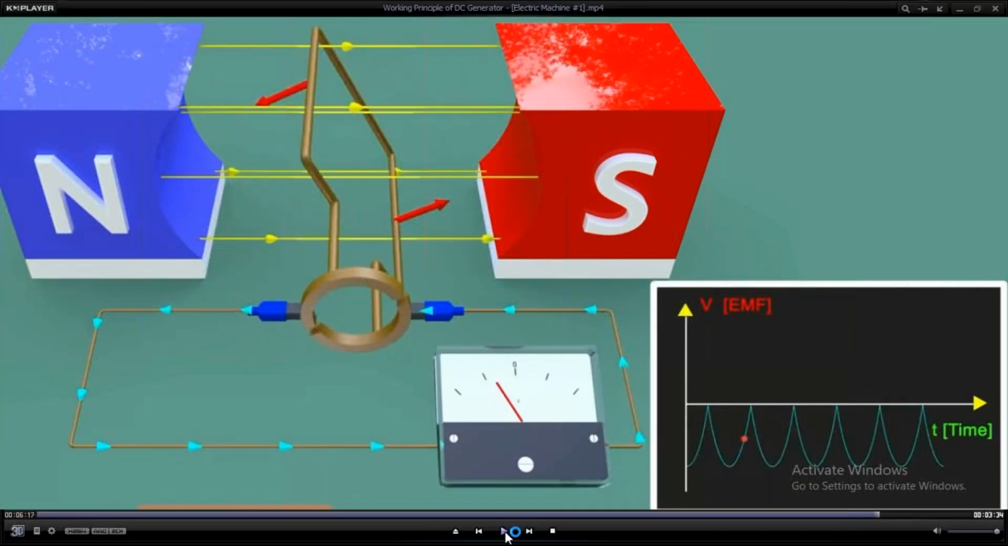So I think you understand how the EMF will be induced in the armature, how the current will be flowing, and how the commutator will be working in the generator. You got the idea, right? Now remember that the direction of current in the generator we can assign by Fleming's right-hand rule. So how can we remember this point? Generally, what is the output of a generator?